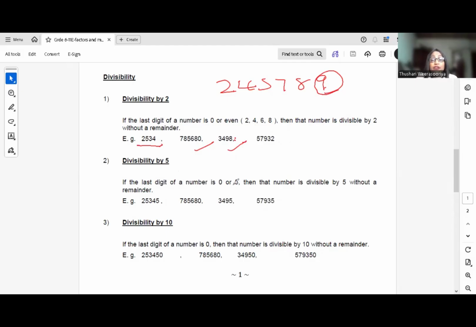Next one, divisible by 5. If the last digit is 0 or 5, keep in mind, only these 2 digits, then any number is divisible by 5 without a remainder. You can tell exactly. The next one, 10. If the last digit is 0, then that number is divisible by 10 without a remainder. I assume you understand that clearly.